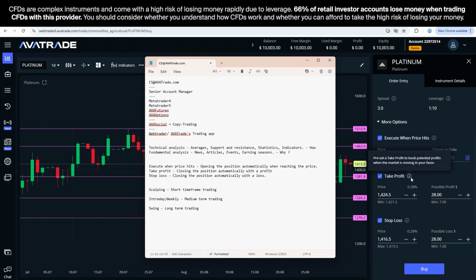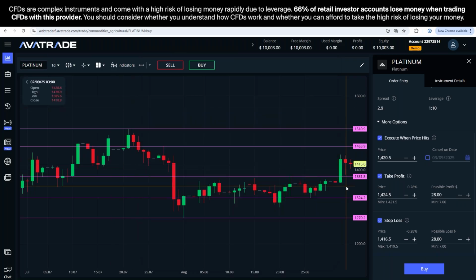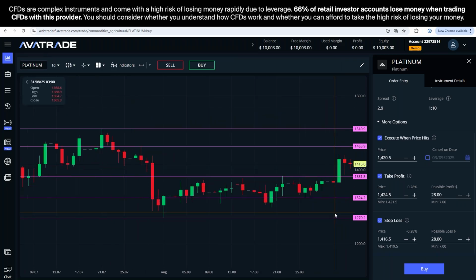Now, this allows me to fully automate my position. I've got a price for it to close with a profit, a price for it to close with a loss, and a price that it will open. Of course, we're going to modify all of them, but I wanted to enable them for you guys to see how to use them. Now, at this point, what I want to know is if platinum seems to be going up or down.